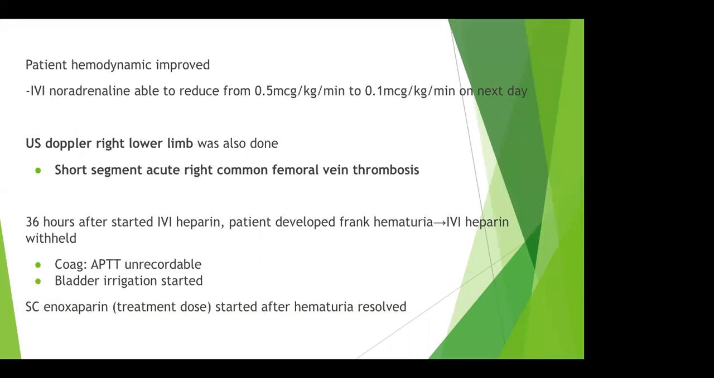Patient hemodynamics improved subsequently, and we were able to wean off the IVI NORAD. An ultrasound Doppler of the right lower limb was done, confirming a sharp DVT in the right lower limb. Unfortunately, after 36 hours on IVI heparin, the patient developed frank hematuria, and the IVI heparin had to be withheld and bladder irrigation was started. After the hematuria resolved, clexane was started at the treatment dose.